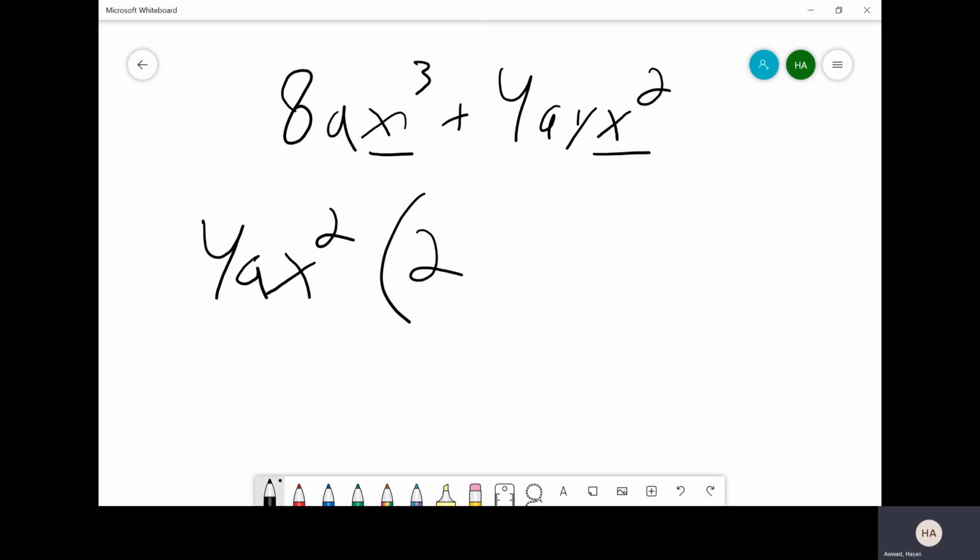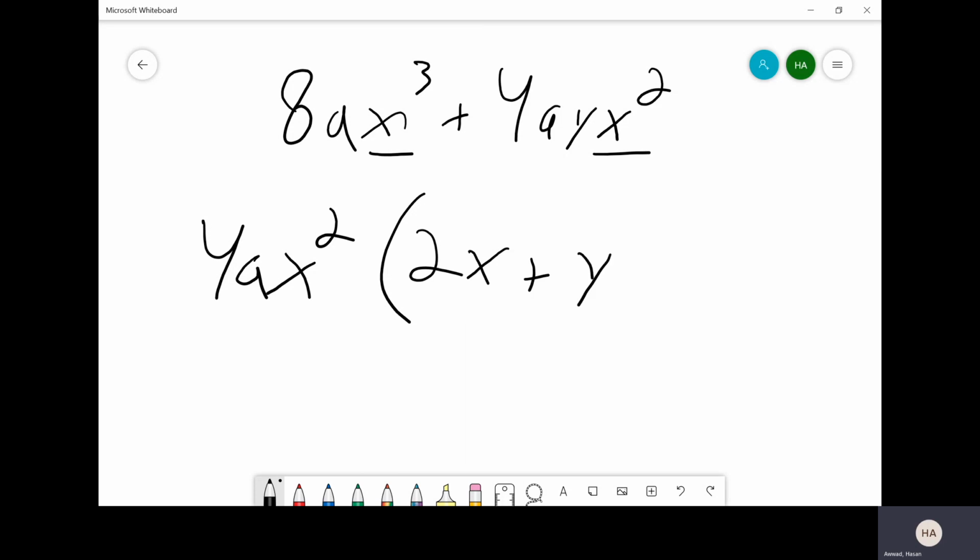And then we have x cubed divided by x squared, which just leaves us with x. Okay, now we do the same thing with the term on the right. 4 divided by 4 is just 1. A divided by a is also just 1. We didn't do anything with the y, right? So the y stays there.